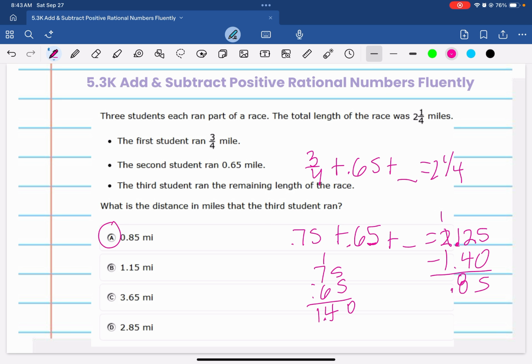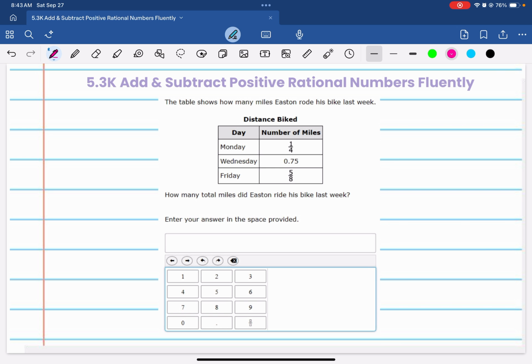All right, let's look at another STAR release problem. It says the table shows how many miles Easton rode his bike last week. So 1/4 of a mile. Wednesday is 75 hundredths of a mile, and then Friday is 5/8 of a mile. How many total miles did he ride his bike last week? So in this, you can enter a decimal, you can enter a fraction. I'm going to go with fraction. As long as the answer is equivalent, the STAR will count it correct. So it's 1/4, and then 75 hundredths gets converted to 3/4, and then plus 5/8 will give us our total.